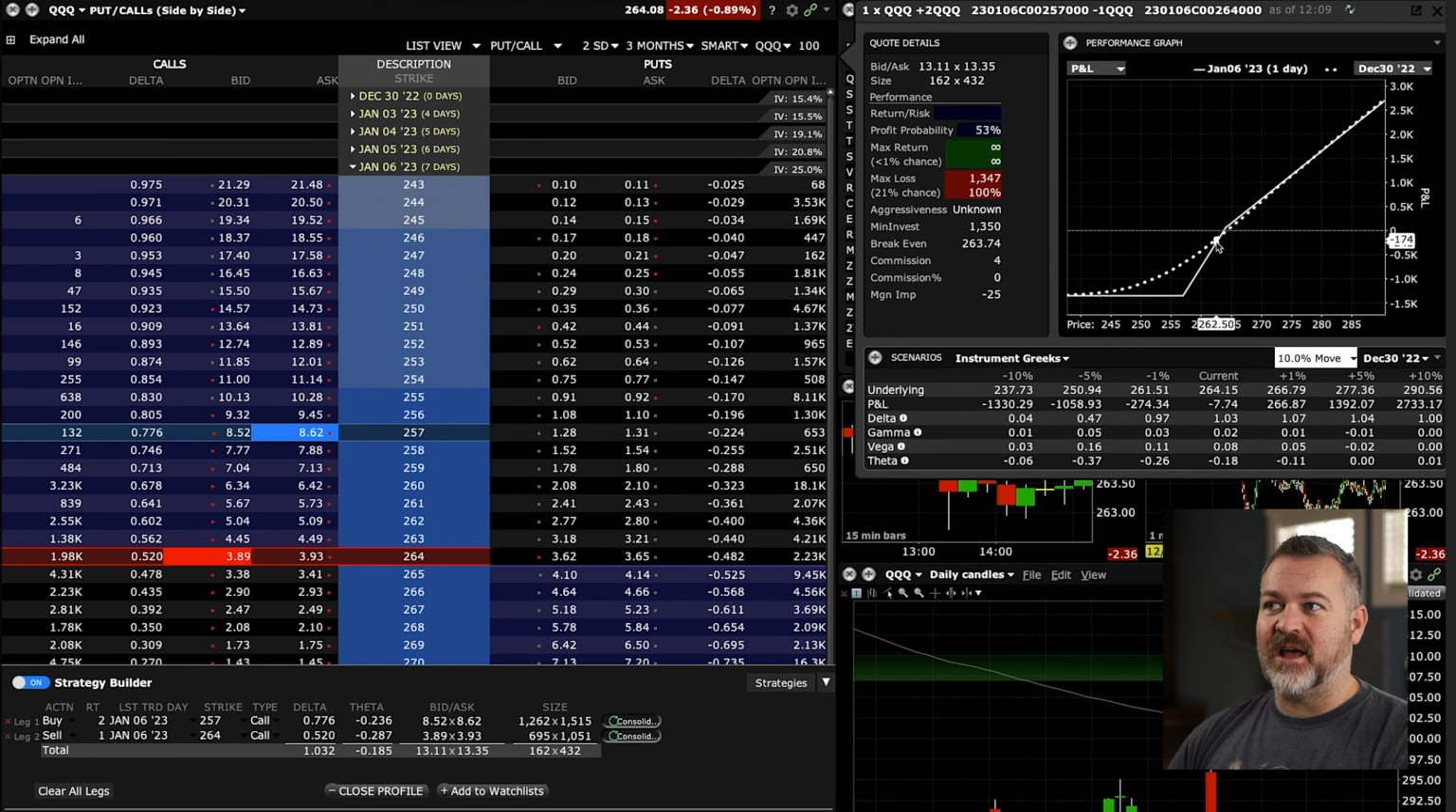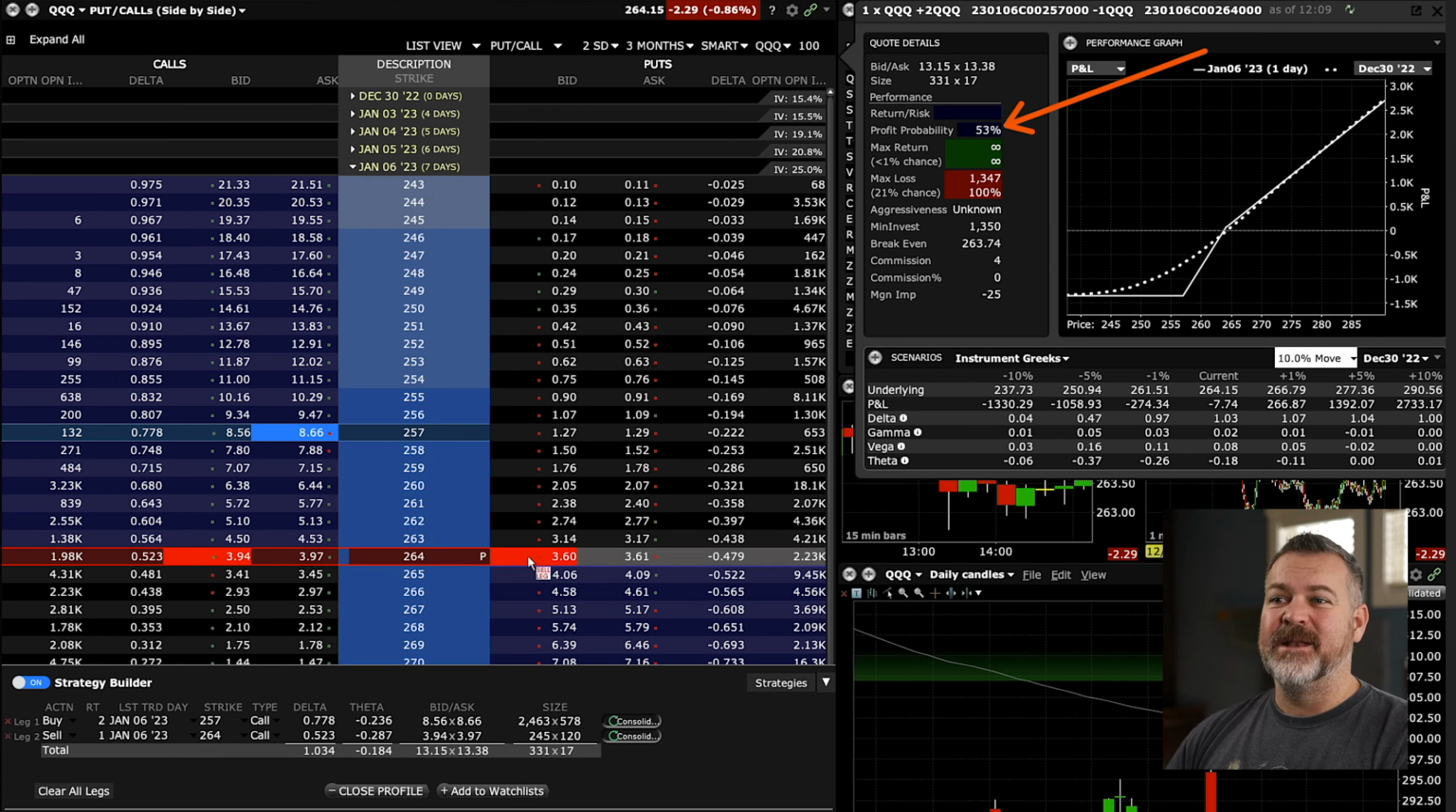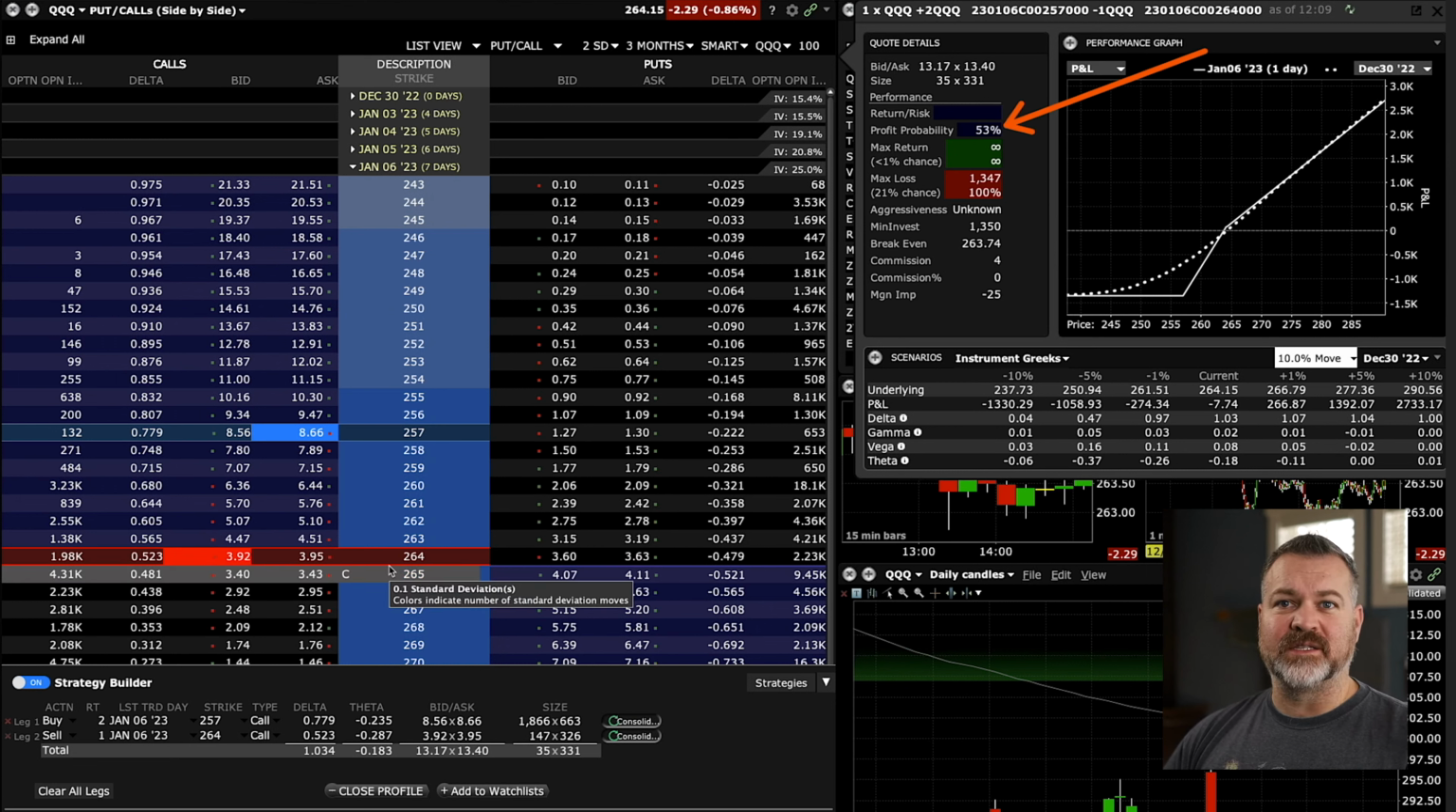Now this by itself is fine, but what could happen is we have a 50-50 chance. The stock goes up, we make money. The stock goes down, we lose money. We can see that probability of profit being 53%. Now, how can we reduce this potential?